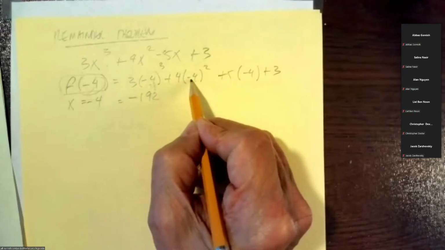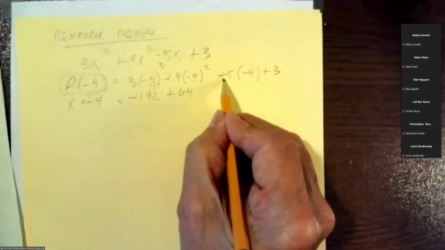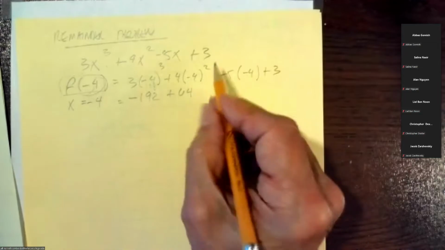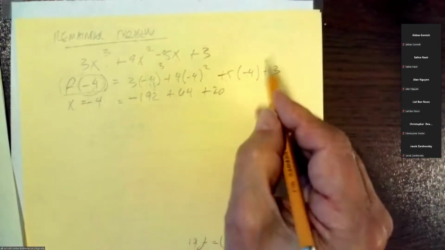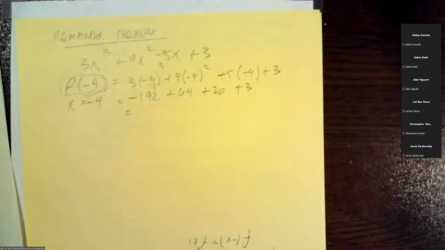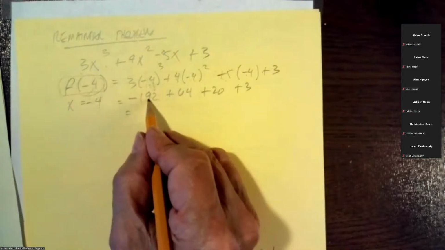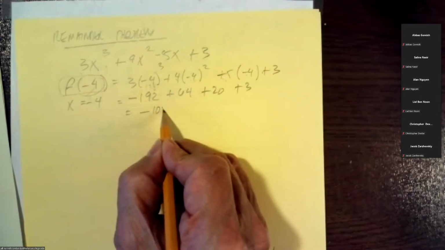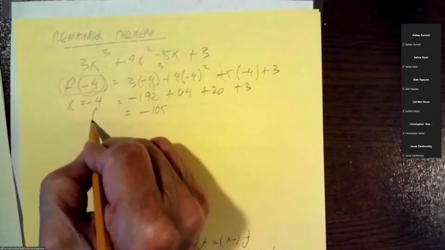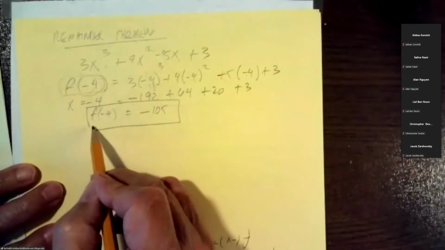And then 4 times 4 is 16 times 4, that's a 64. And negative 5 times a negative 4, that's positive 20 and a positive 3. So when I combine all these values, I'll put that into my calculator, and I get negative 105. So that says f evaluated at negative 4 equals negative 105.